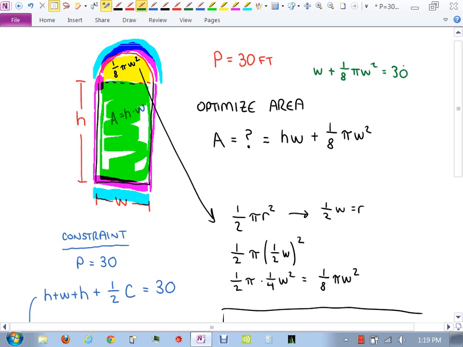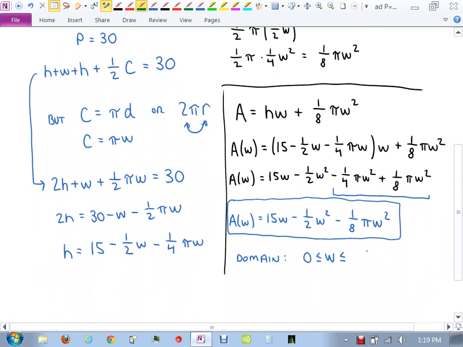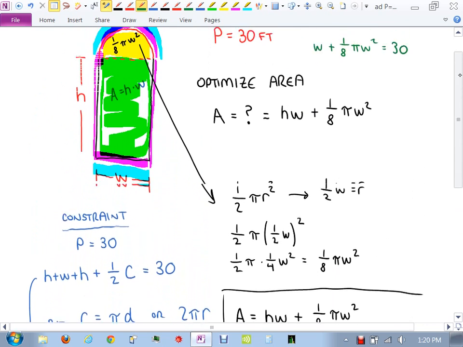I'm going to skip that because what I'm going to do is just say, hey, look, I know it can't be bigger than 30, okay? I know it can't be, so I'm going to use that as my max. But if you really wanted to find the exact domain, you would have to go up here and solve that equation.